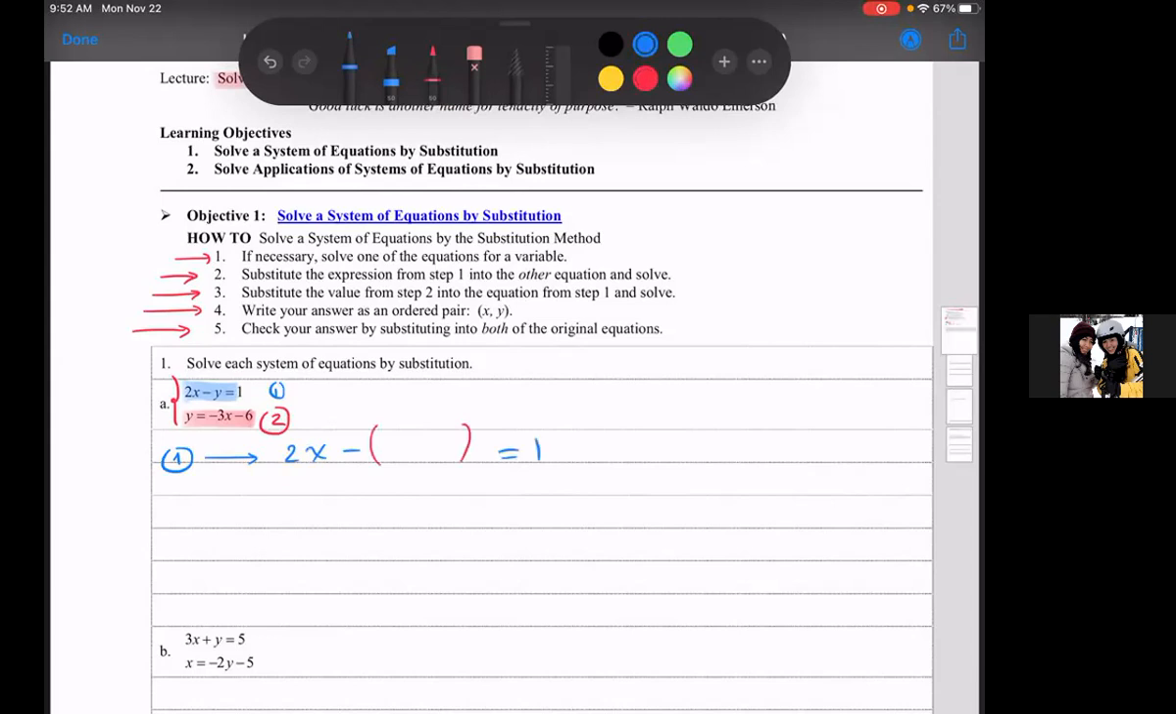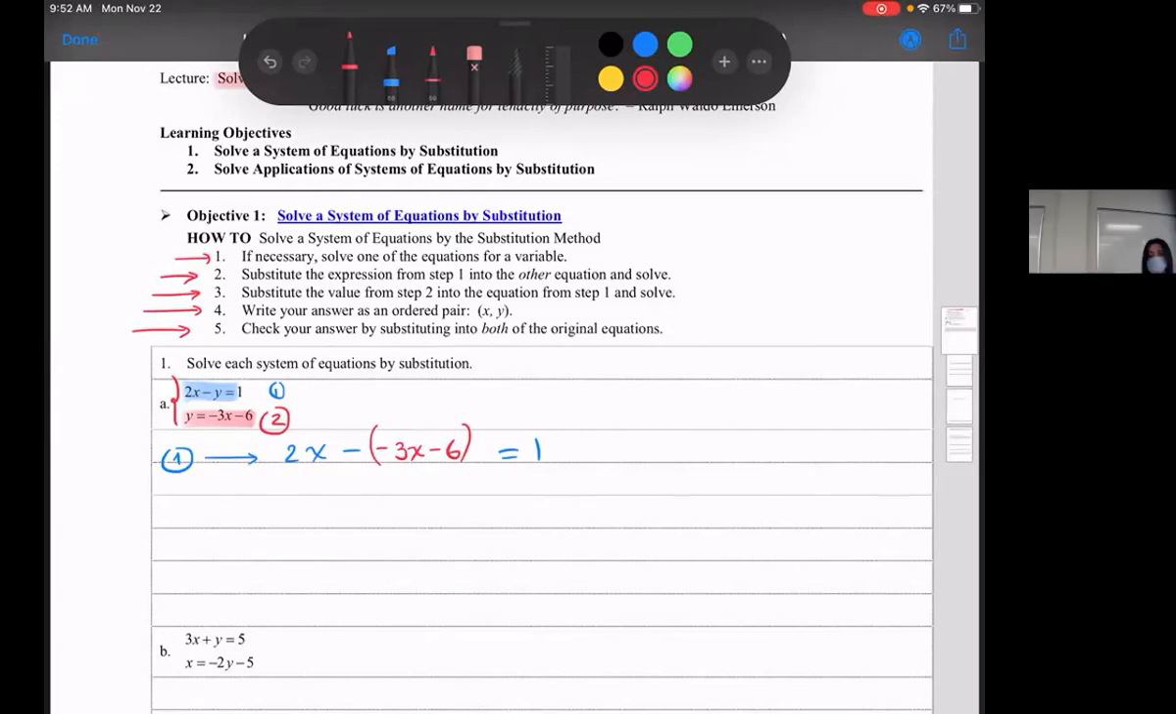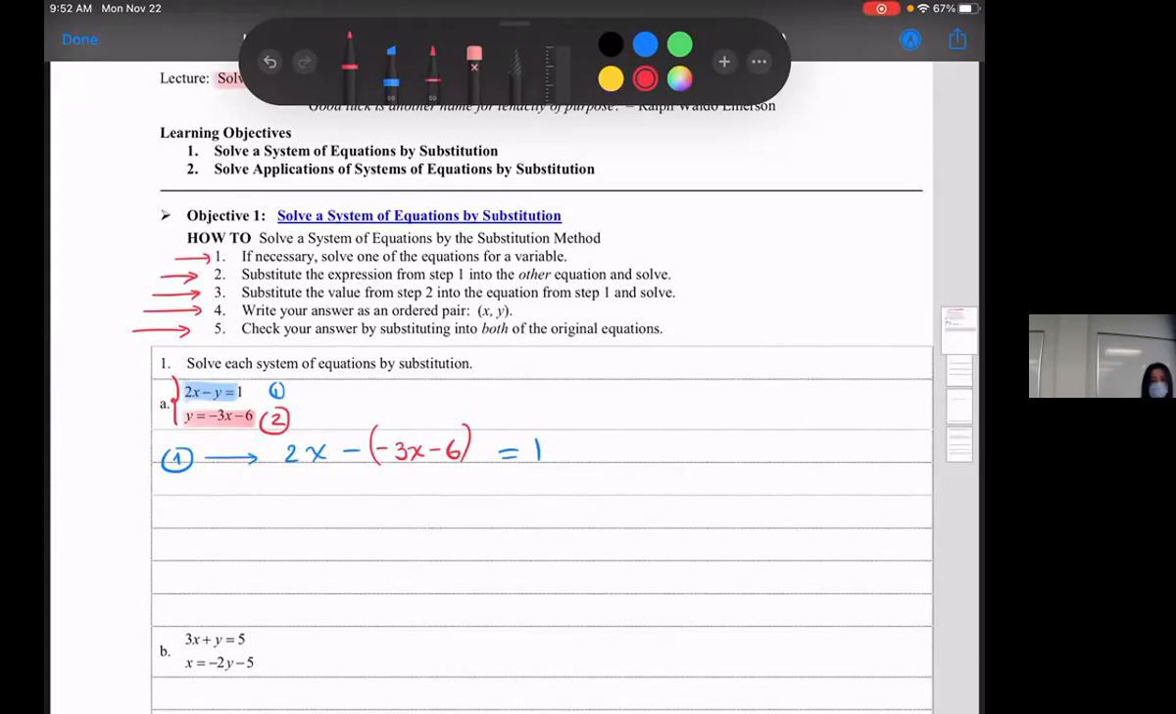So the first equation is 2x minus y equal 1. I don't want y. I want something else in terms of x. So it will be, right there, y equal negative 3x minus 6, right? So negative 3x minus 6 here. That's your y. And now look at that. You have one equation with one variable. You know how to solve for that, right? So let's simplify and solve this.